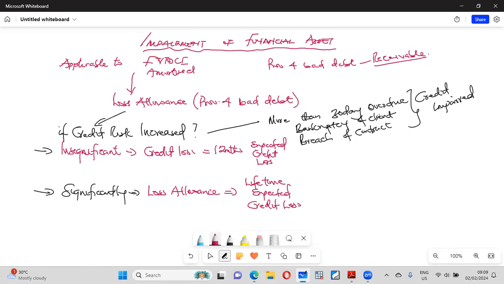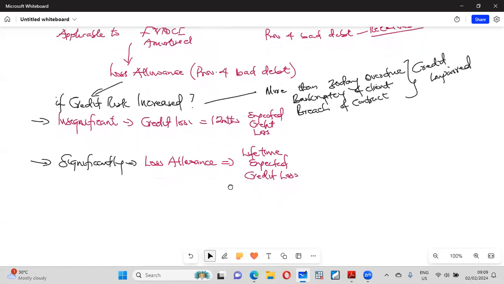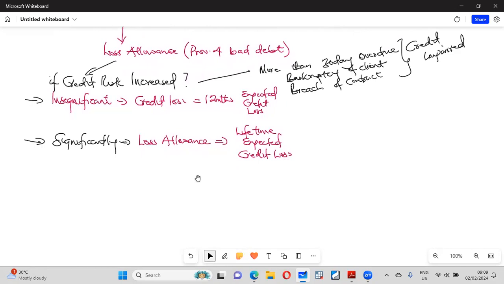Now, ladies and gentlemen, what is a credit loss? And what is expected credit loss? What is lifetime expected credit loss? What is 12 months expected credit loss? So first of all, what is a credit loss? A credit loss is simply this.